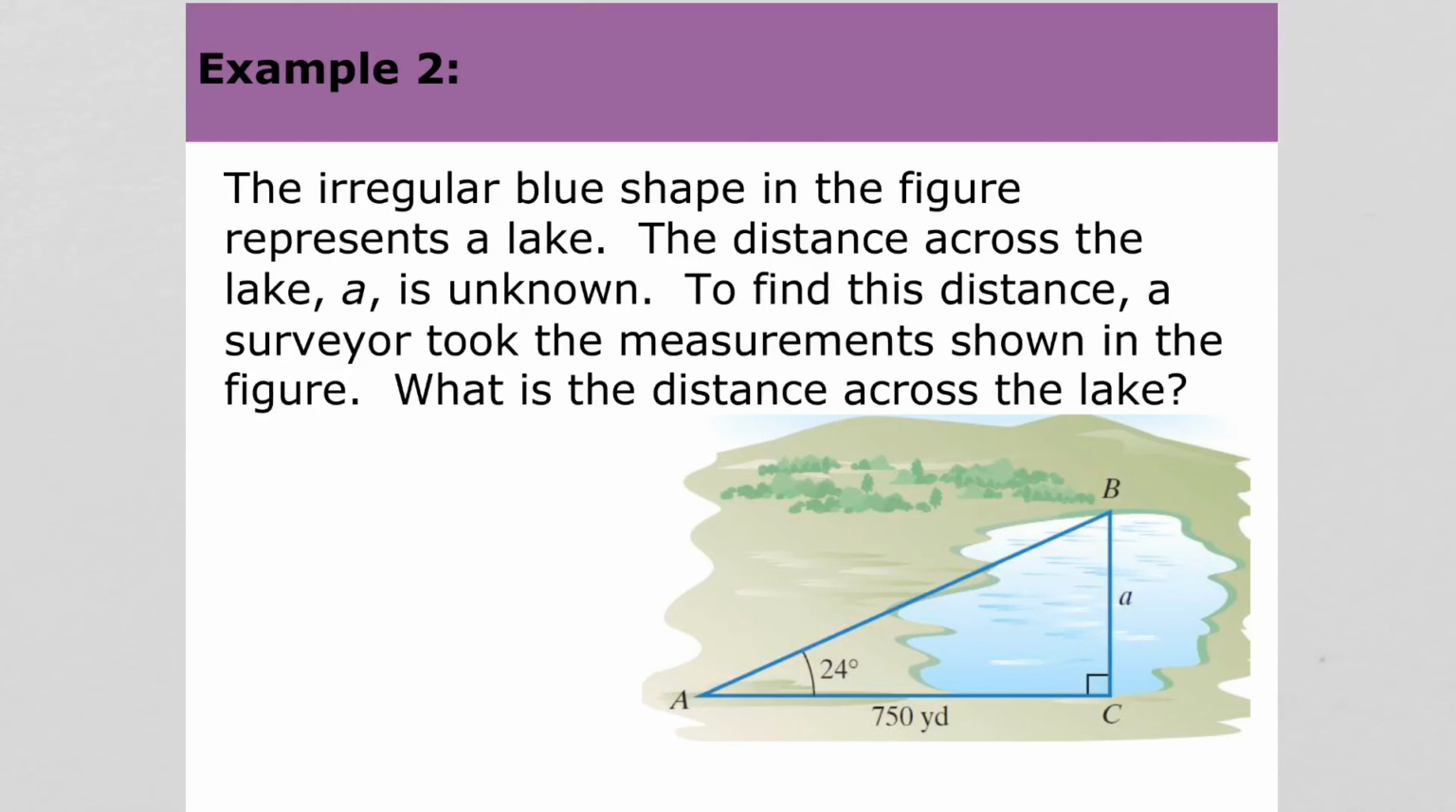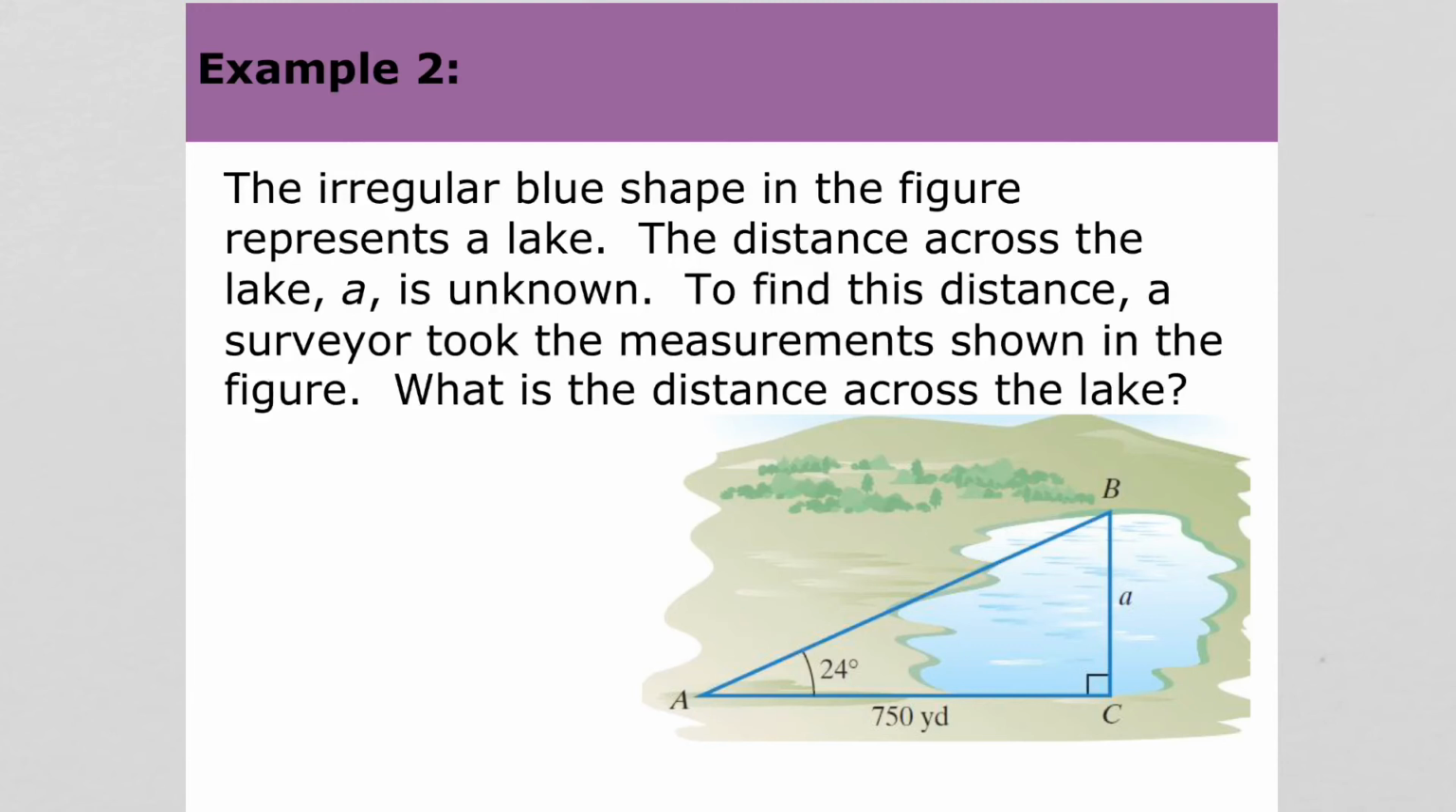Example 2, we're going to find the width of a lake. The irregular blue shape in the figure represents a lake. The distance across the lake, A, is unknown. How does a surveyor find the distance across a lake if he doesn't want to walk it? And yeah, that would be hard. So to find this distance, a surveyor takes the measurements shown in the figure. What is the distance then across the lake?